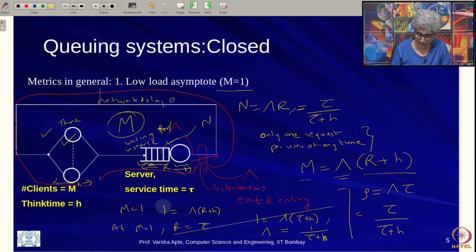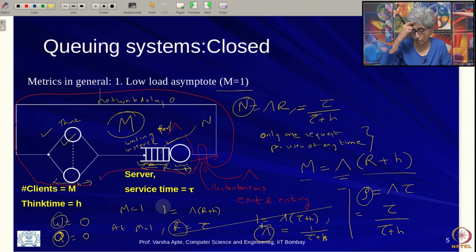The waiting time, of course, when there is just one customer in the system is 0, there is never going to be any waiting here. So, similarly queue size will also be 0, there will never be any requests in the queue, right. So, we have n, we have q, we have r, we have w, and we have server utilization, and we have throughput, right. So, we have the basic metrics for the low load asymptote in a symbolic sense.